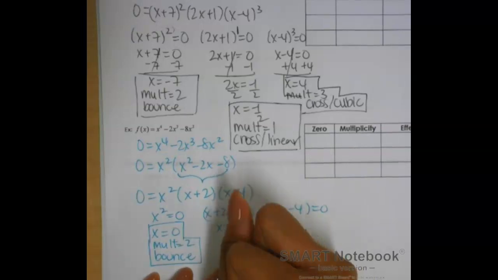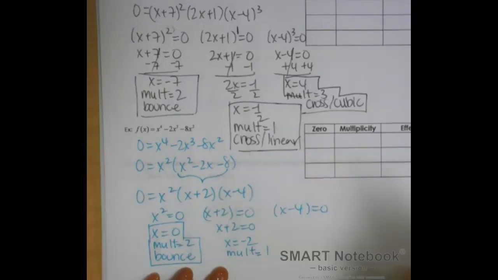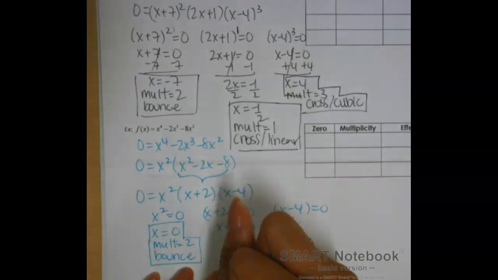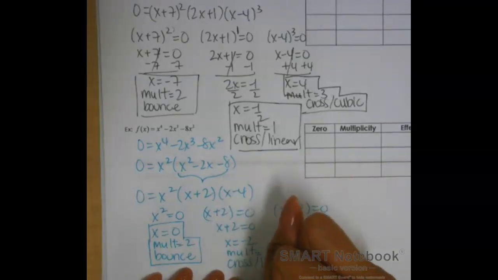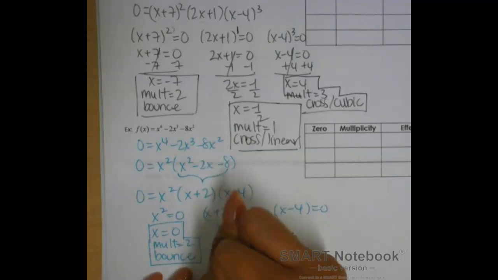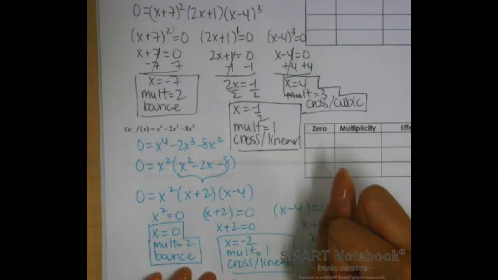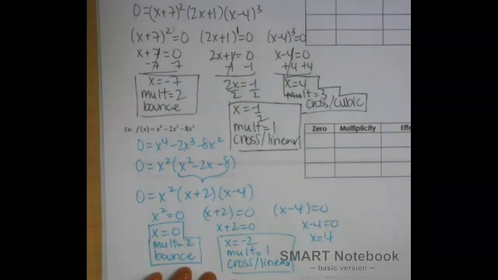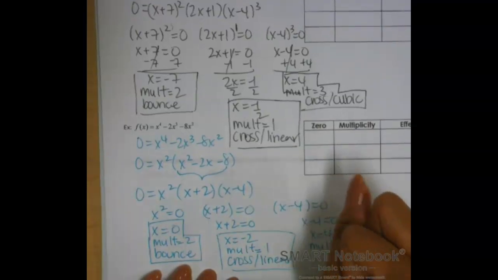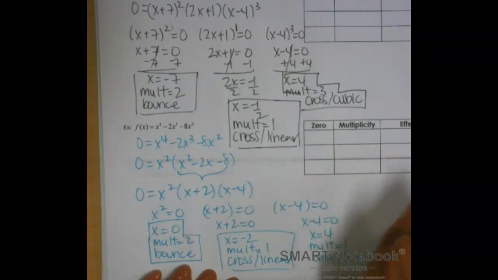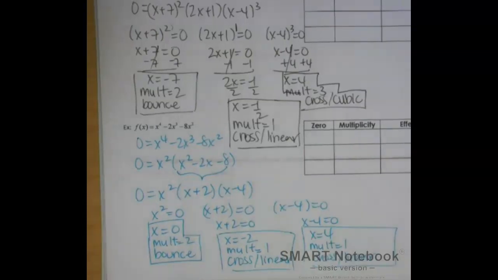What does that mean for your multiplicity? It's going to be 1. And what does that do if it's 1? It crosses like a linear function. It's just going to literally cross through it. And then the last one, you have x minus 4 equals 0. What's x going to equal? 4. And what's your multiplicity? And how does it cross? It crosses like a linear function. This is just the first part, guys. So all we're going to do next class period is we're just going to take all of these pieces and combine it so that way we can actually graph these functions.